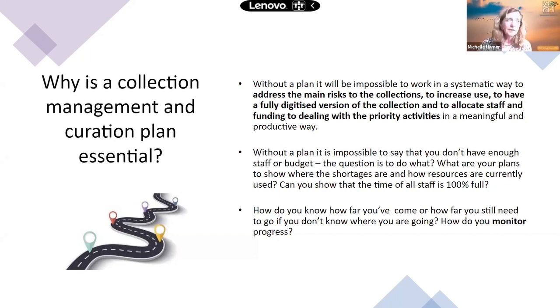Without a plan, it's impossible to say that you don't have enough staff or budgets. The question will be to do what? What are your plans to show where these shortages are and how you're currently allocating your resources? And by resources, we mean people and their time and budget. So if somebody asked you to show that the time of all staff is 100% full and that you've still got gaps in what needs to be done, can you present the plan to do that? So we hear this all the time. We don't have enough staff, we don't have enough budget, but where are the plans that show that?